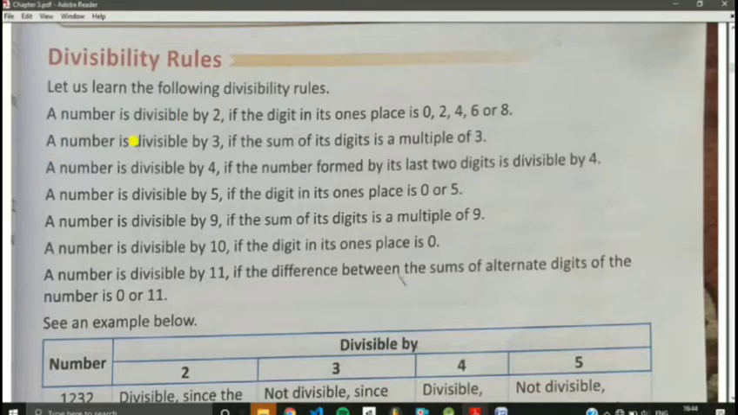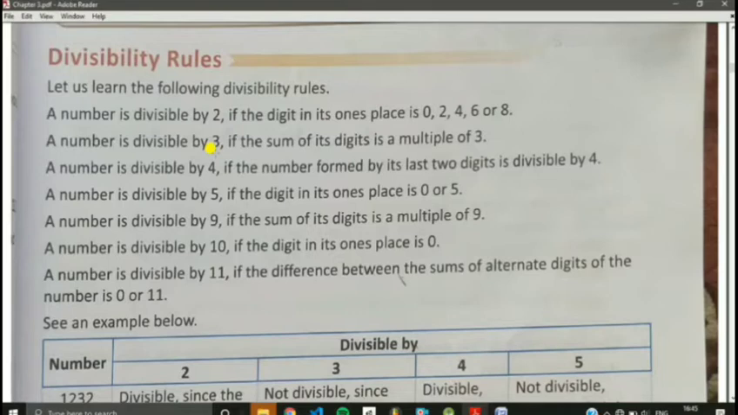Second, a number is divisible by 3 if the sum of its digits is a multiple of 3. Now 3 will have a different rule compared to 2. Here it says that whenever you want to divide any number by 3, before dividing you check the sum of all the digits. Try to find the sum of all the digits.